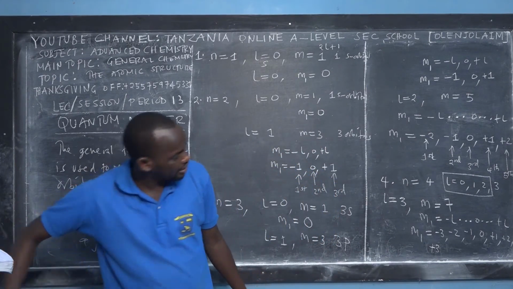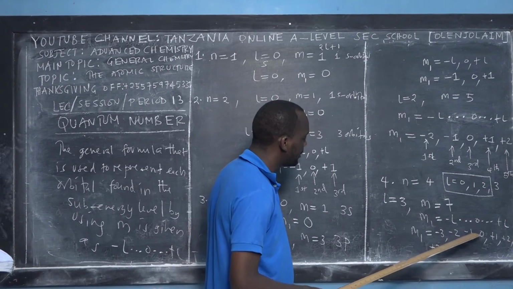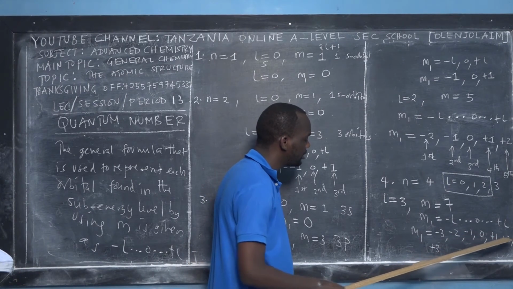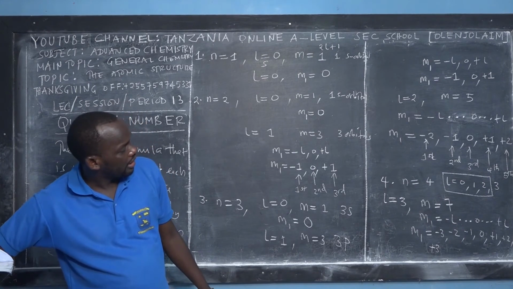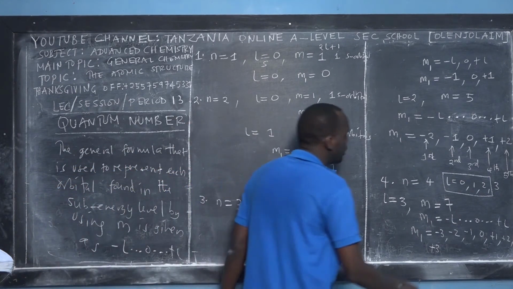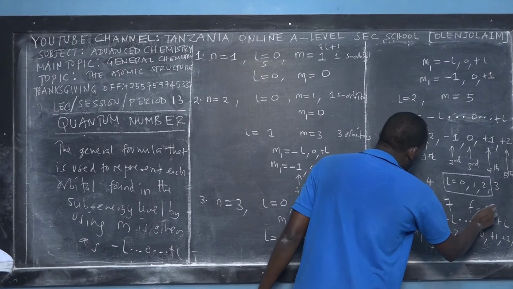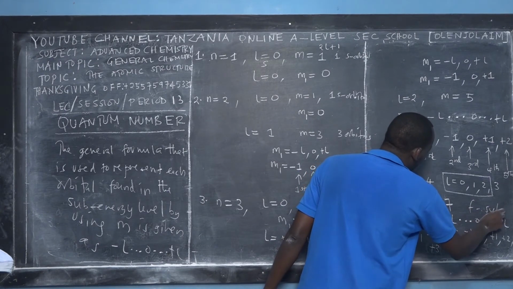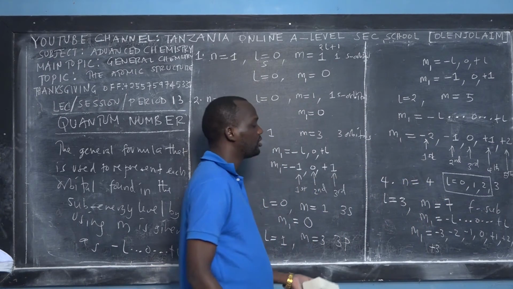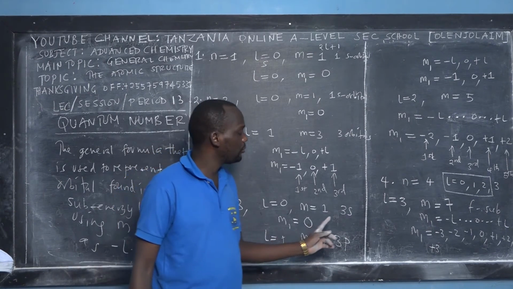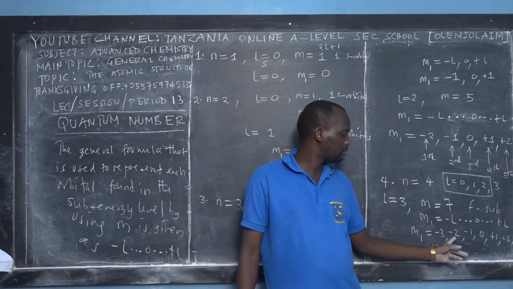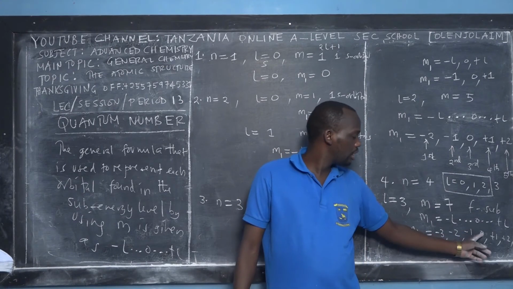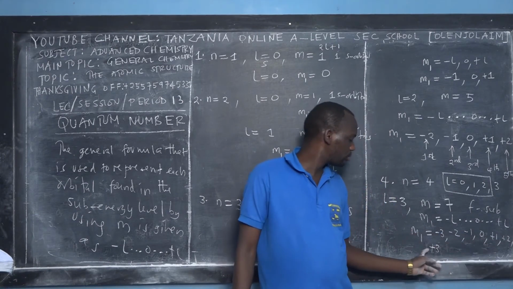So these are the 7 orbitals. Let us count together: 1, 2, 3, 4, 5, 6, 7. 7 orbitals. And what is the name of this orbital? We say that this is the f sub-energy level. It has how many orbitals? 7 orbitals. So in each orbital we can place a maximum of 2 electrons.